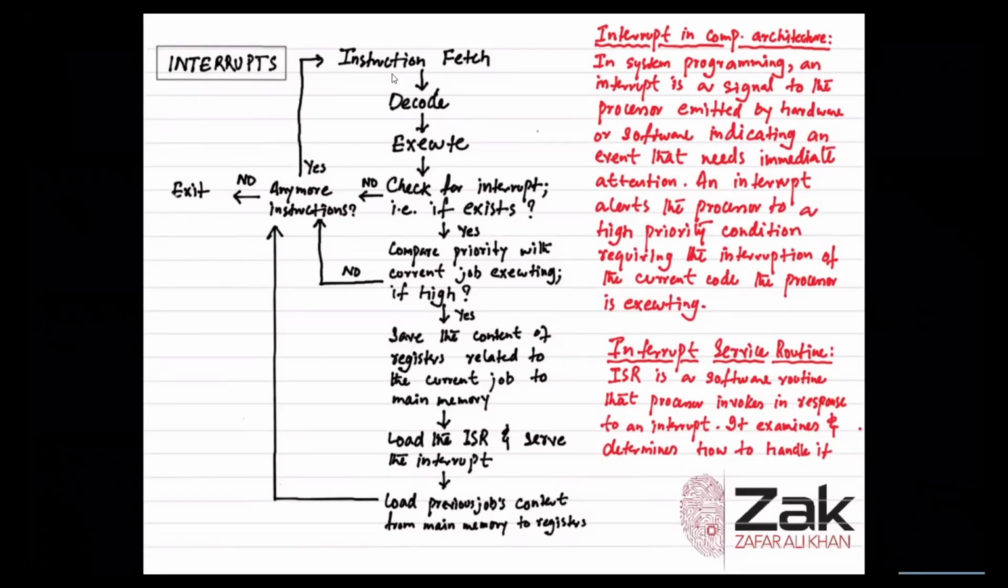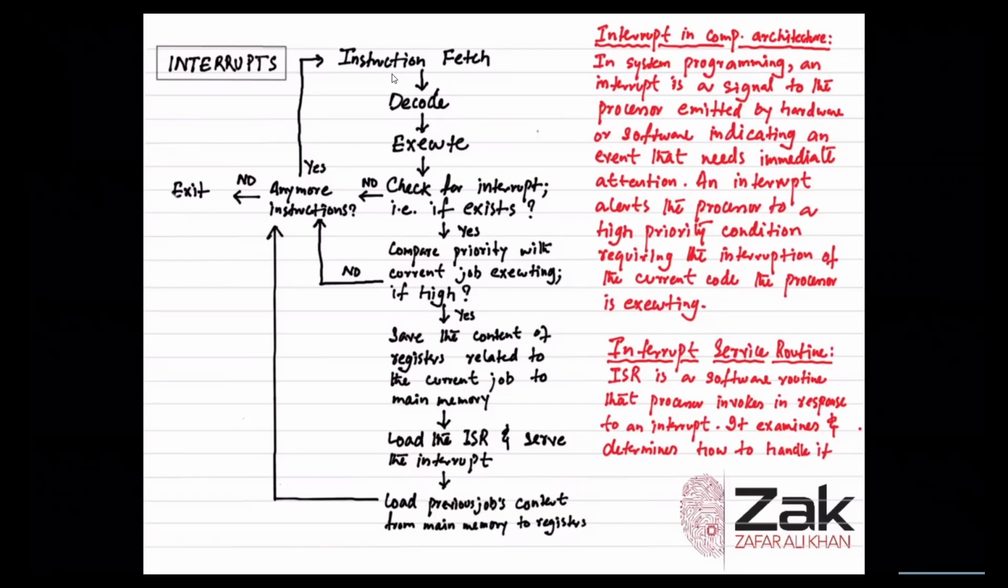The whole fetch, decode, execute cycle is completed for one instruction, and then the system checks for the interrupt. Where? In the interrupt register. If an interrupt does not exist, then the system goes for the next instruction of the current program, but it checks whether there is any more instruction. And then it goes for the next instruction, fetch, decode, and execute, and then checks for the interrupt again. Let's say the interrupt exists after the current instruction's execution.